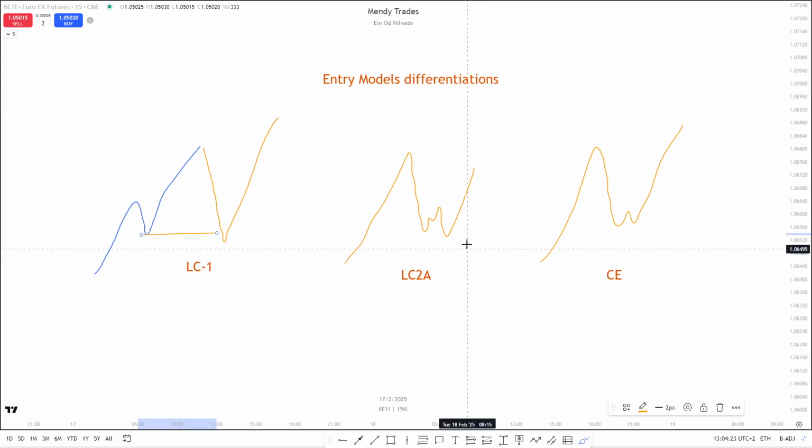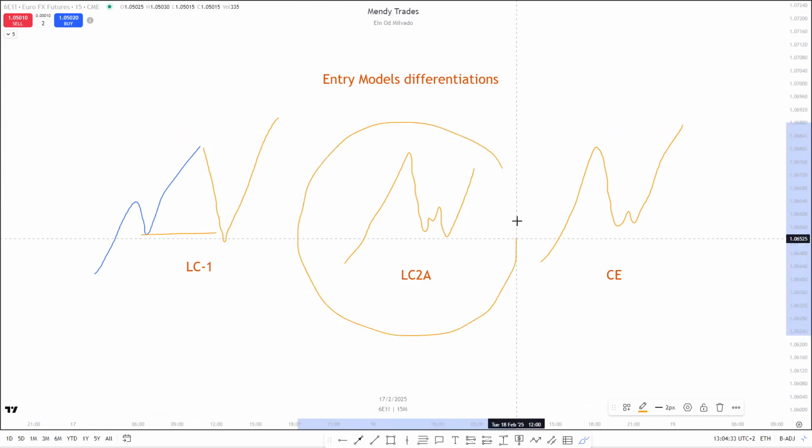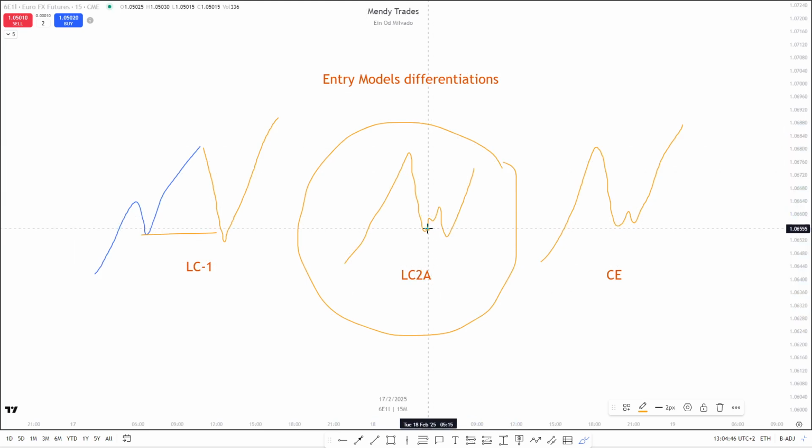You basically look for the lag inducement to be taken, and then you take the trade. On LC2A, in most cases, you have to come to your POI with the anticipation of this playing out, because this play takes a lot of participants, retail, out of the market. Many retail traders will try to buy this, but then we take them out and the real move will start. And the confirmation entry will be after.